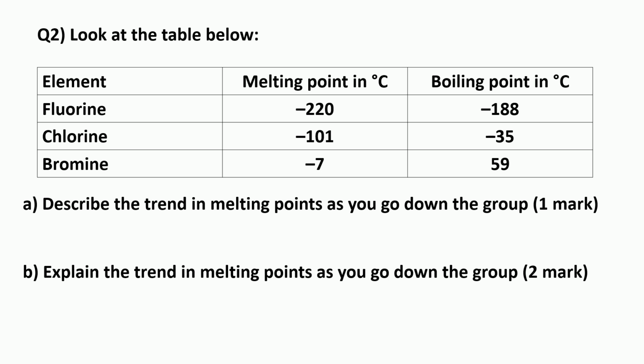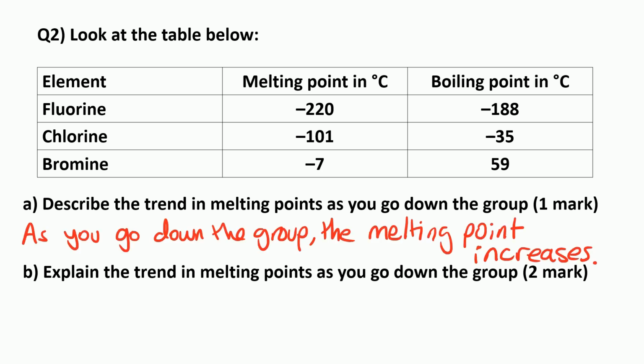So describing first of all, we can say as you go down the group, the melting point increases. The numbers might look like they're getting smaller, but they're actually negative numbers, so we're getting closer towards zero. That melting point is getting higher.